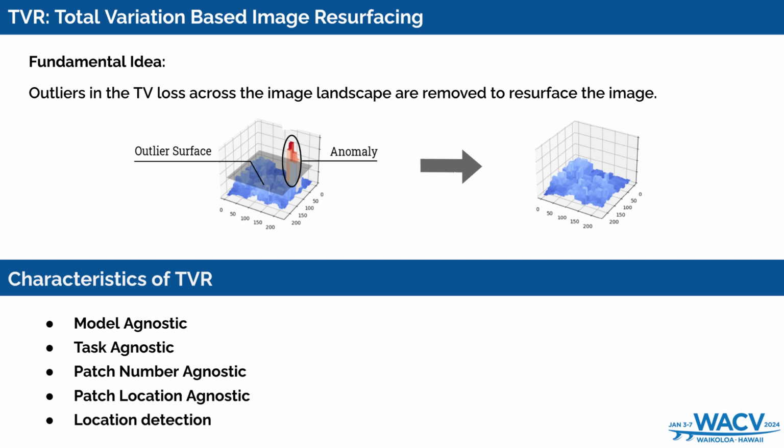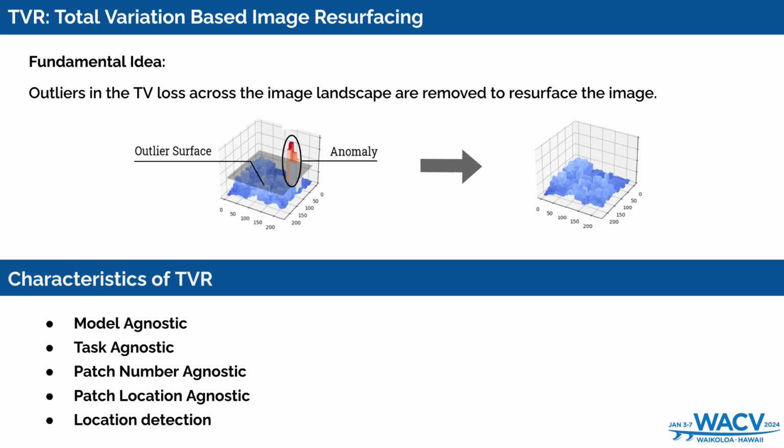The basic fundamental idea behind our paper is that the outliers in the TV loss across the image landscape will be removed to resurface the image. In the location where the patch is present, there will be high variations, and hence the TV loss will be higher. And this is how the TVR, or total variation based image resurfacing, is going to work.